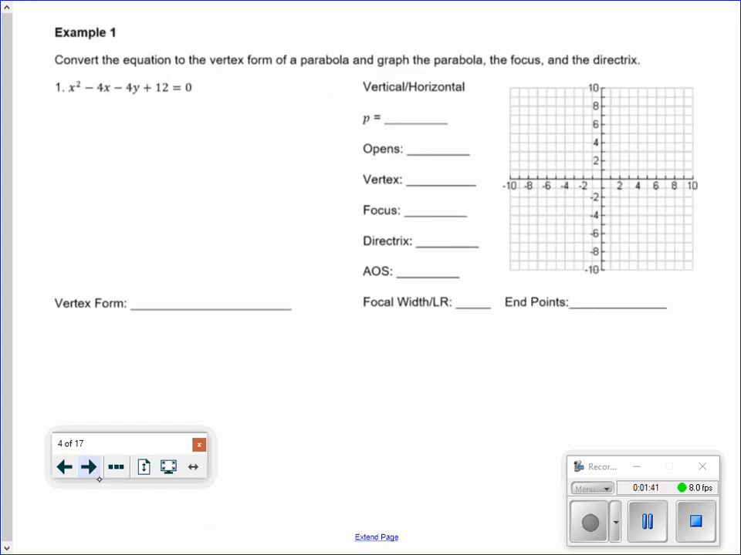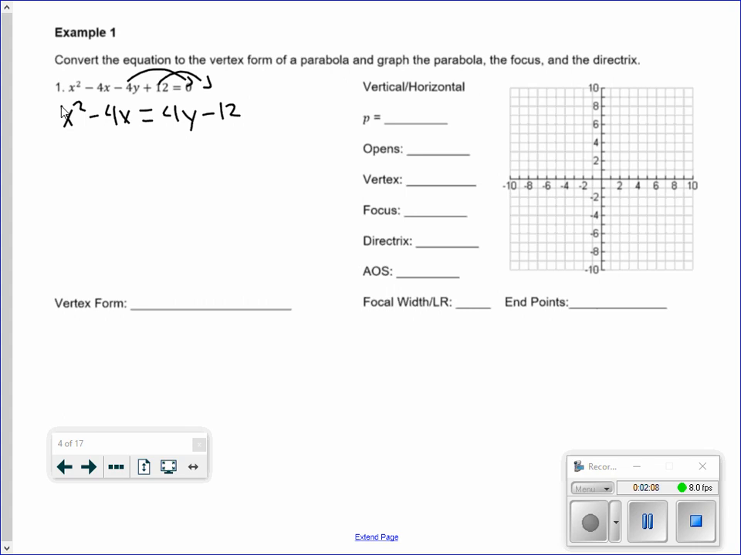So in number 1, we have x squared minus 4x minus 4y plus 12 equals 0. When I say we want to isolate the square term, first we need to figure out what the square terms are going to be. Our x is being squared, so the x is the square term. So we're going to isolate it on one side, and the 4y and 12 I'm going to move to the other side. So I get positive 4y minus 12.